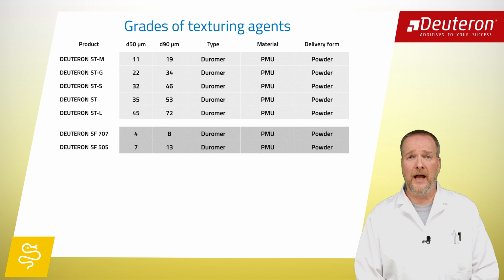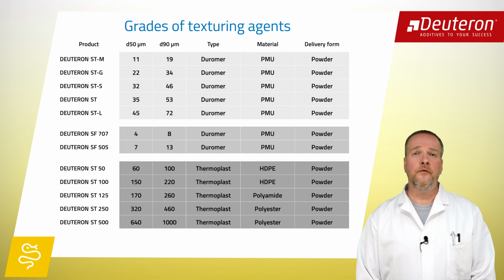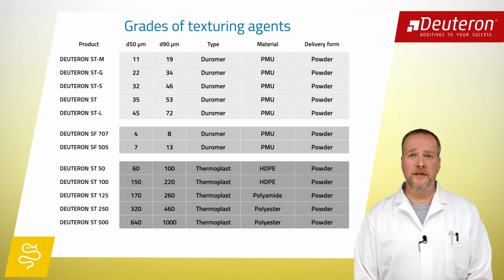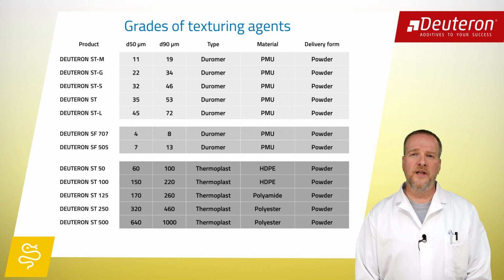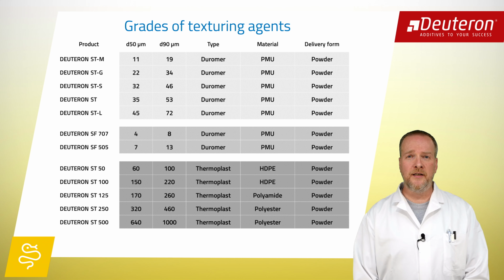The numbered products are the thermoplastic types. Unfortunately, coarser PMU types than Deuteron STL are not possible in our chemical process. Therefore, we have 5 coarser thermoplastic products available. They can create very coarse structures and surfaces. Deuteron ST50 and ST100 are high-density polyethylene plastics. ST125 is a polyamide, and ST250 and 500 are polyesters.